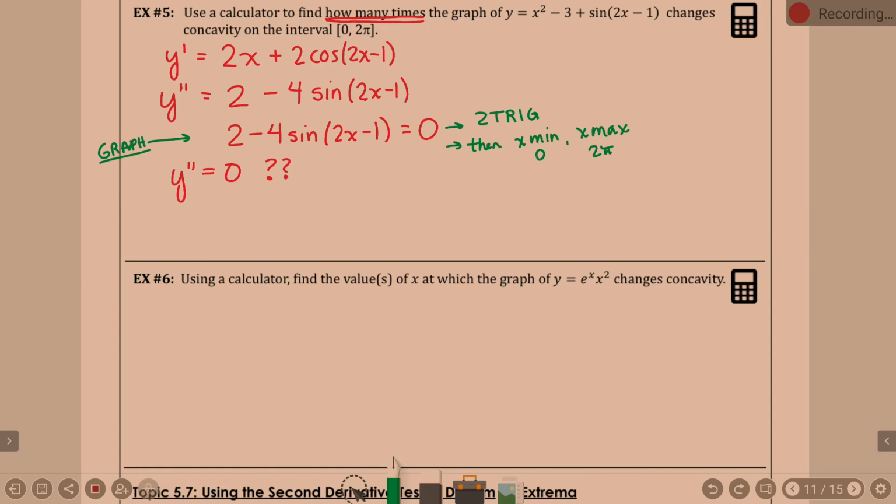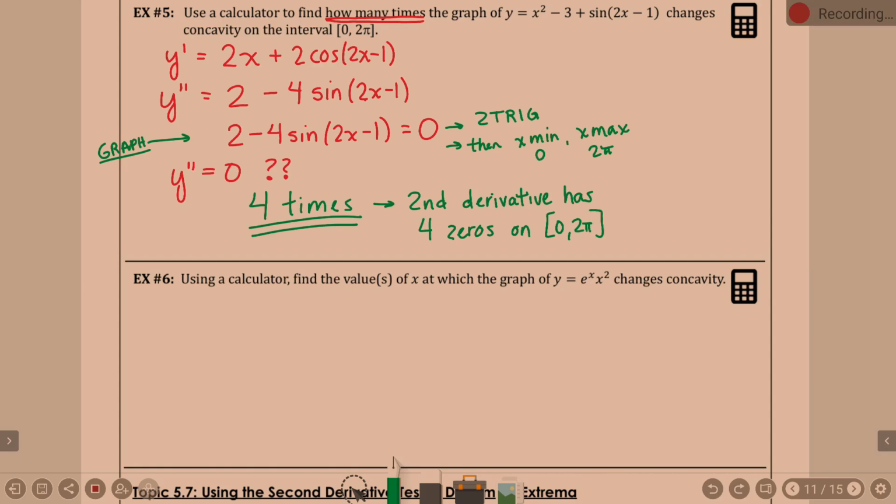It seems like it's going to be a really complicated problem. It's not. It's just understanding what they mean. So the answer is 4 times. And that's because the second derivative has 4 zeros. And I guess I should specify it has 4 zeros on the interval 0 to 2 pi.